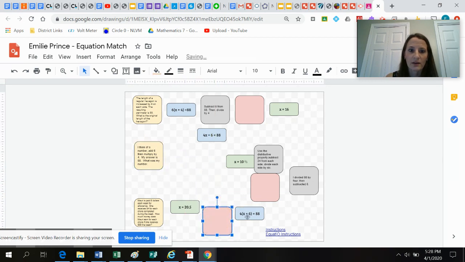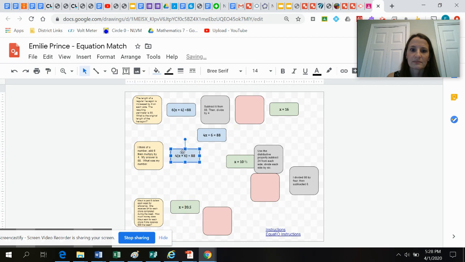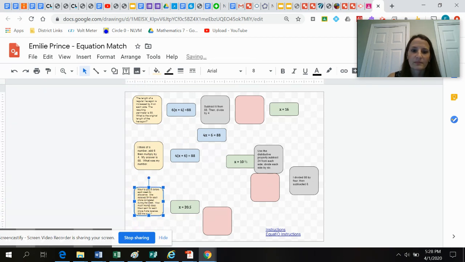Oh, here it is right here. And the answer is 88. So I think of a number, add 6, so x plus 6, and then I'll multiply that number by 4. Well, that means this last one has to be 4x plus 6 equals 88, but let's read it and make sure, because I could have made a mistake.